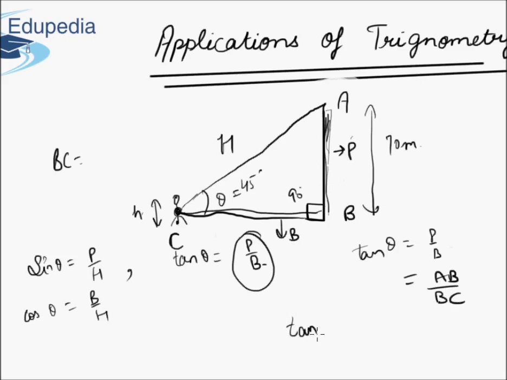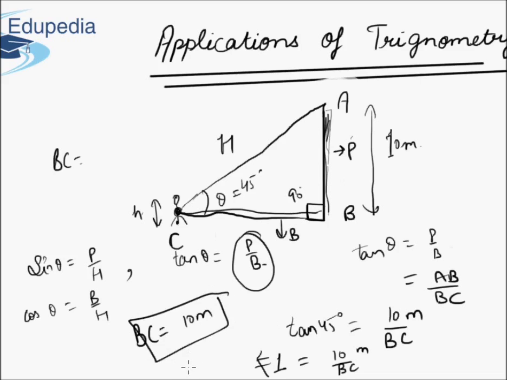Now we are given the angle as 45 degree. So substituting the values, the height is given as 10 meters and we have to find out BC. We know, friends, that tangent of 45 degree is 1. So the condition becomes like this. So the value of BC on cross multiplication comes out to be 10 meters. So this was a simple or simplest example of practical situation.